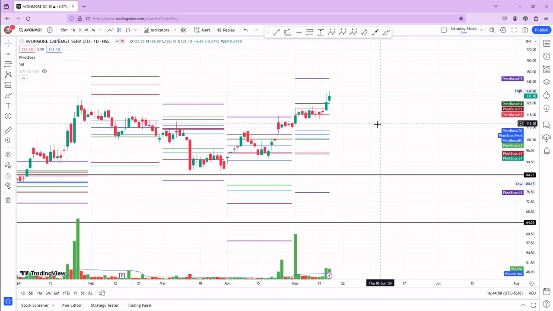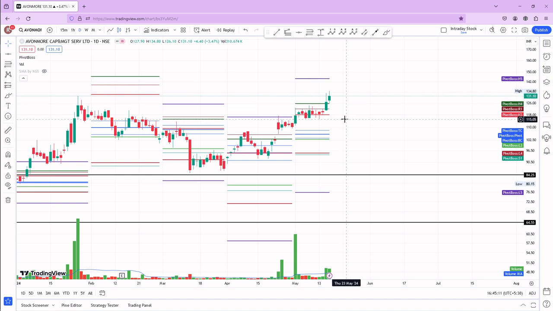With respect to pivots, higher value CPR, candles opened above the CPR, closed above the CPR. Now the candle has closed above the H4. So the possible move is towards 145. Right now the possible movement which can happen on Avonmore is 145. So let us wait and watch how this particular zone is going to be taken out.